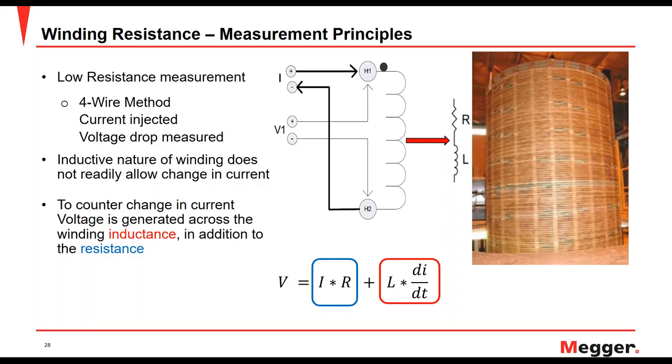So what the winding does, to counter that change, is generate a voltage across the inductance. So now across the winding, you have a resistive voltage drop as well as an inductive voltage drop. And this inductive voltage drop is represented as L, the inductance of the winding, times di over dt. And this di over dt is the rate of change of current. So let's go into more details on that.